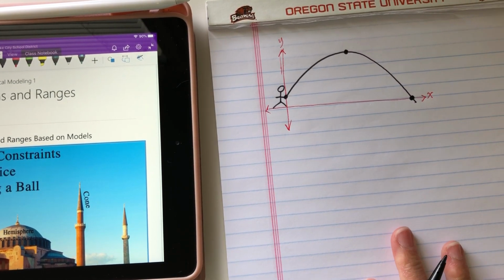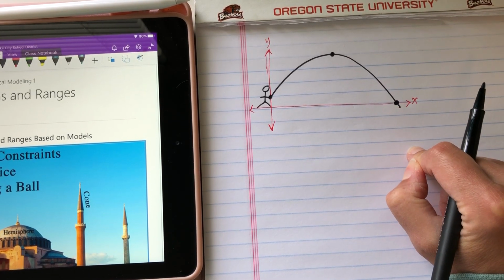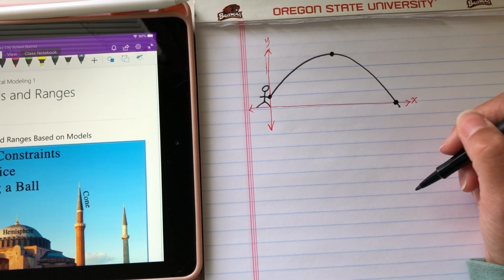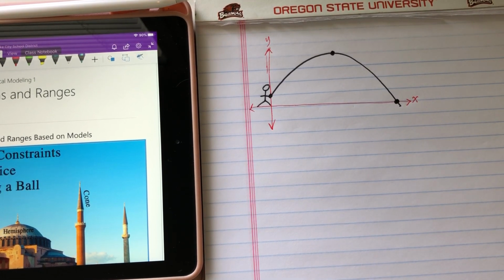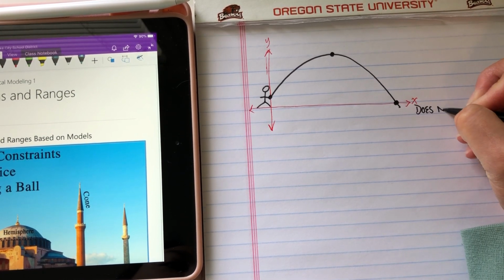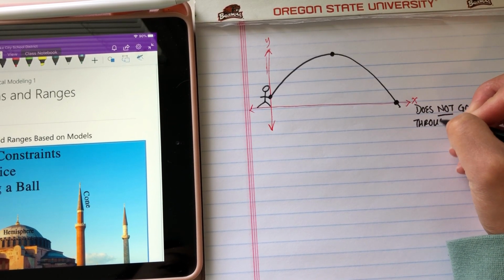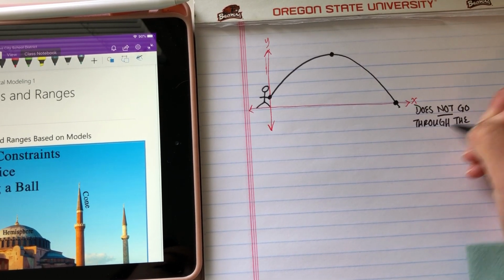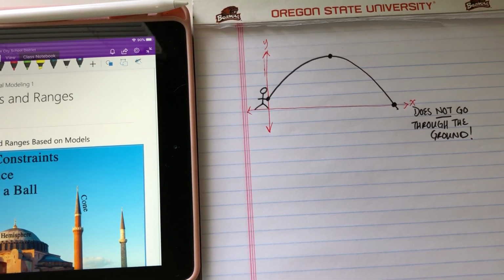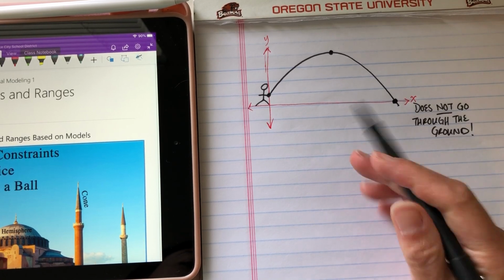So my first question for you guys is, does the ball go through the ground? When you throw a ball, does it go through the ground? I mean, if it's a ginormous ball, it might dent the ground, but the ball does not go through the ground. Does not go through the ground, okay? So that's my first note that I want to tell you guys about.